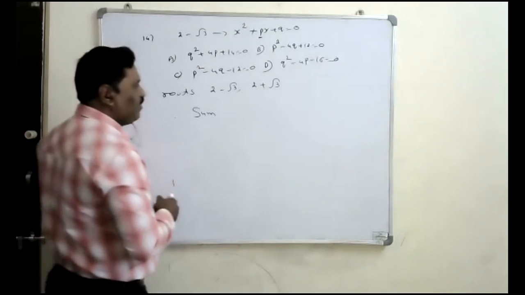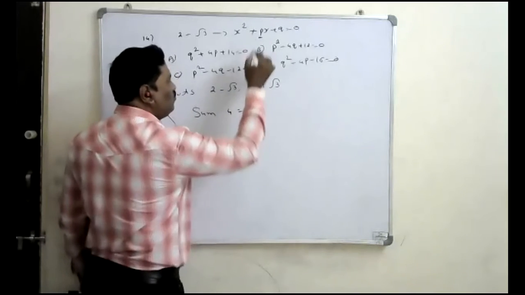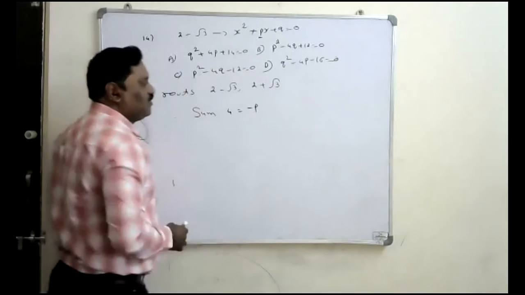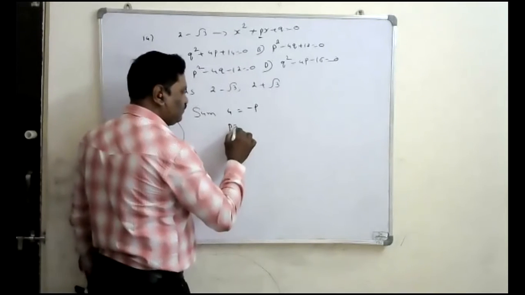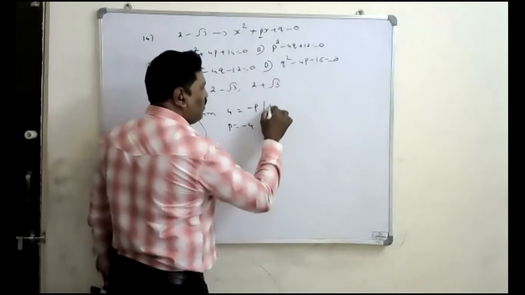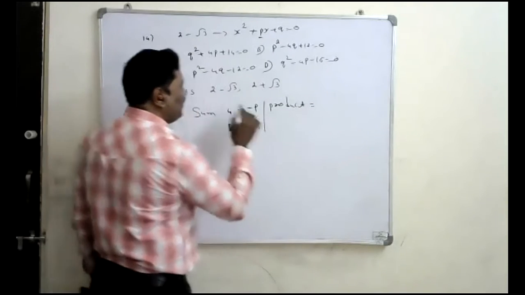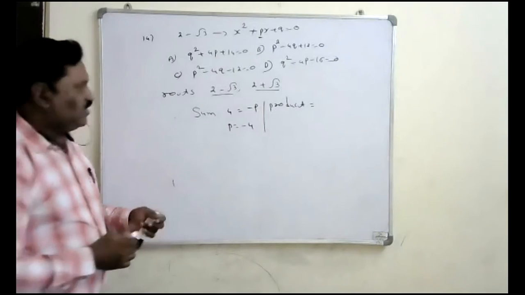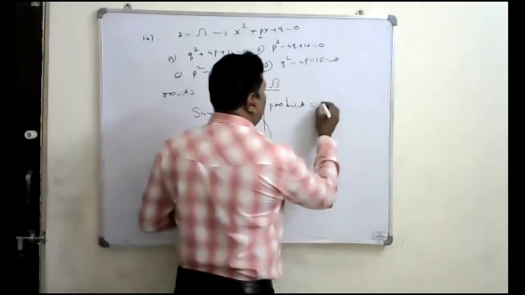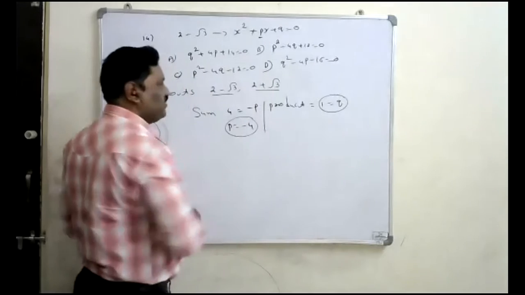Now, what is the sum of the roots? Sum of the roots is 4, which is equal to minus p. Means p is equal to minus 4. And the product of the roots, we have to multiply both of these. The product is 1, so 1 is equal to q. So the q value is 1 and p is equal to minus 4.